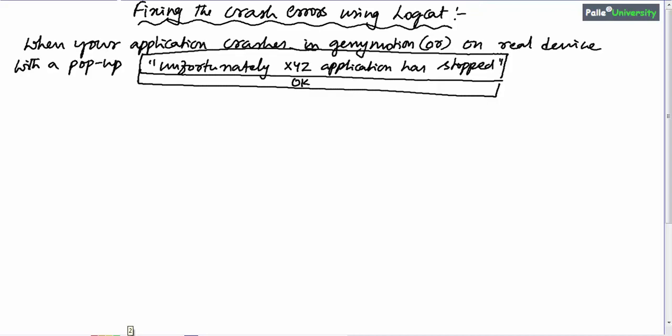Now, whenever your application crashes in Genymotion or on a real device with a pop-up, "Unfortunately, some XYZ application has stopped" with an OK button, in that case, you have to follow the below step-by-step process in order to fix this problem. First step is: don't press the back button or OK button.